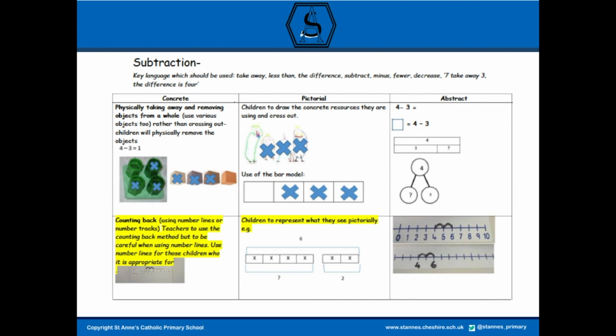So we start with the number line here. The example is 6 take away 2. We start with 6 and we jump back 2. If we're counting back, we put 6 in our heads and we count back 2: 6, 5, 4. Children represent what they see pictorially. So here we've got bar models, we've got 6, and we take away 2, which leaves 4, and then on to the very abstract number line here: 6, and we jump back 2.